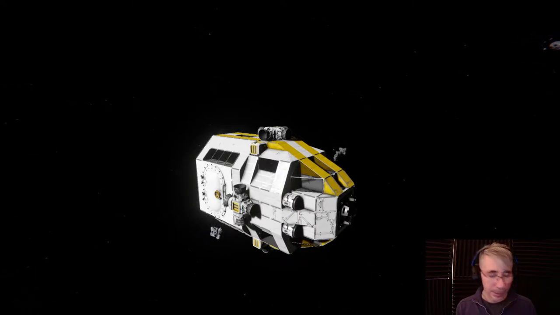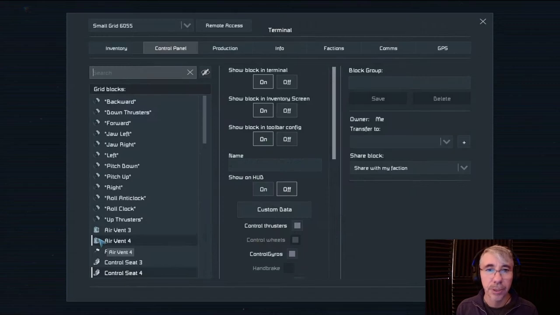By the way, there are two ways to make this custom mapping work. Either you use timer blocks or you use a programmable block. And in my case, I ended up using the programmable block because it gives more flexibility.